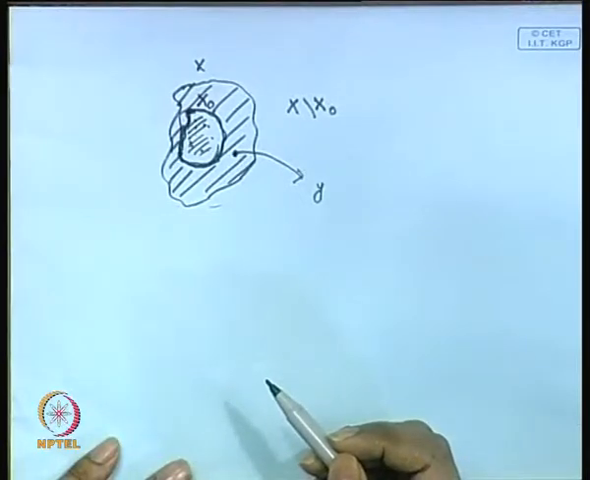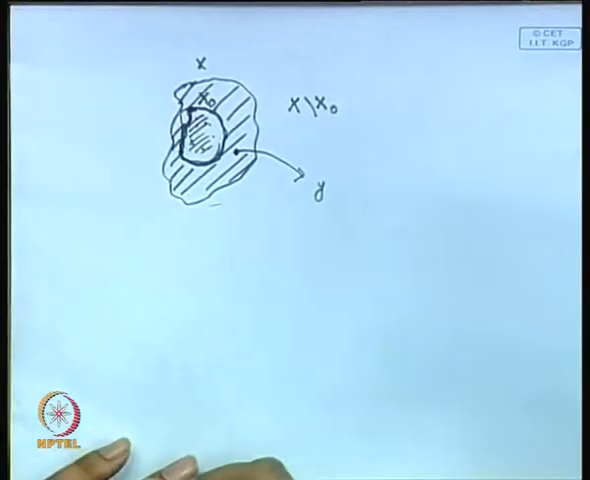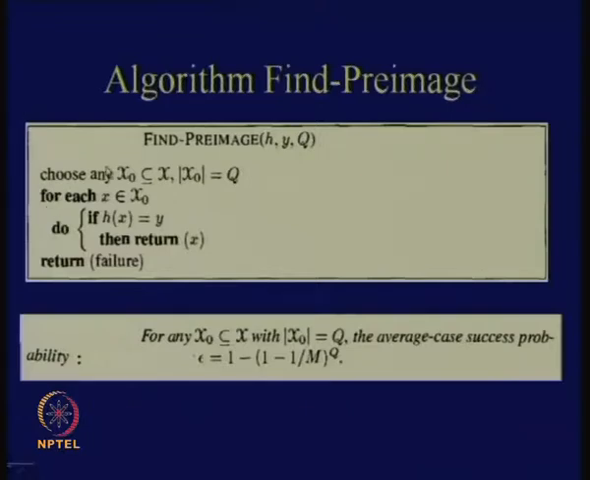Consider a very simple algorithm. It will choose any x naught which is a subset of x. You see that this is a random choice. It can choose any x naught, but the cardinality of x naught in this case is q. For each value of x which belongs to x naught, I will check whether h of x is equal to y. If h of x is equal to y, then I will return x. This is a simple algorithm.